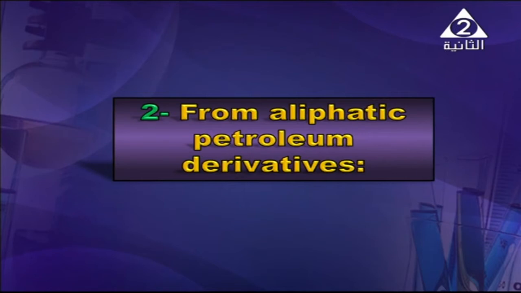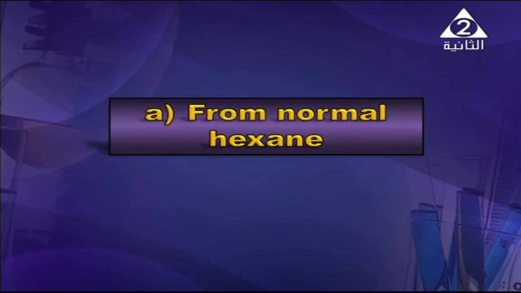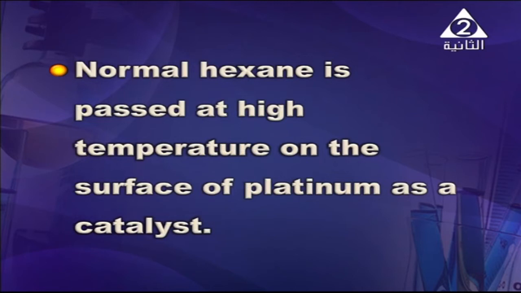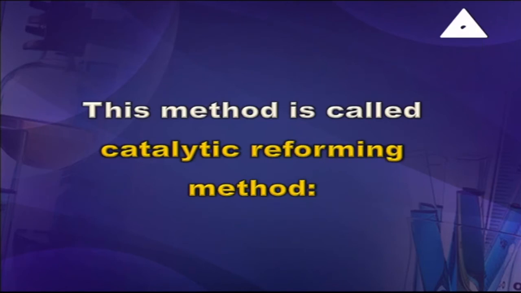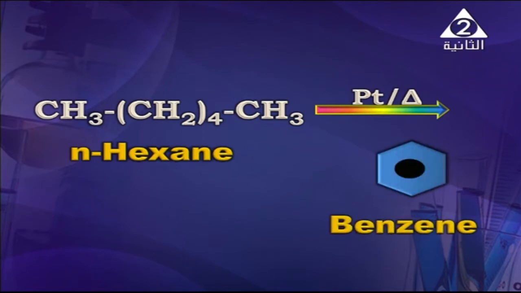The second way is preparation from aliphatic petroleum derivatives, from normal hexane. Normal hexane is passed at high temperature on the surface of platinum as a catalyst. This method is called the catalytic reforming method. As the equation proceeds on the screen, normal hexane, in the presence of platinum and heating, gives benzene and 4H2 is produced.